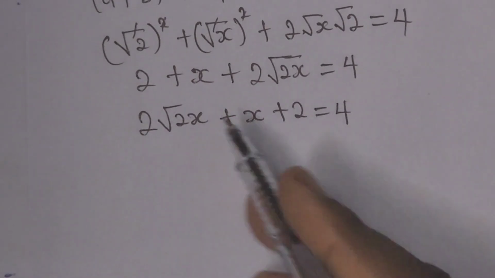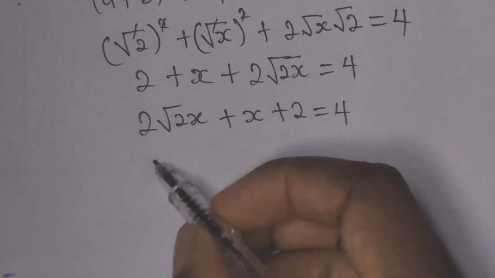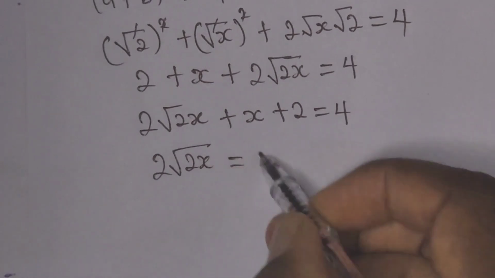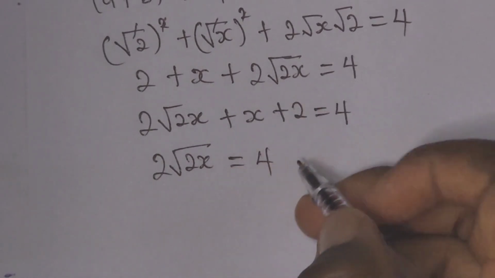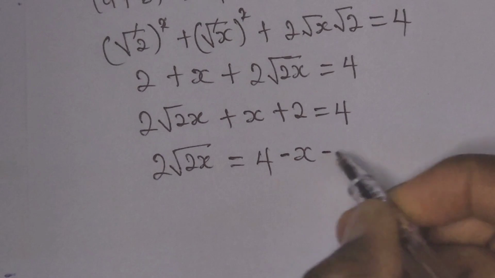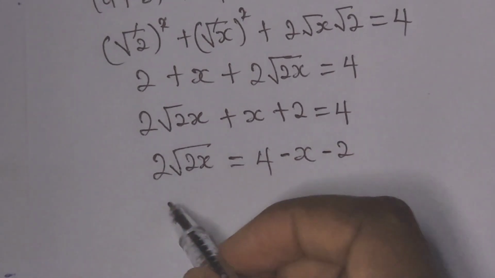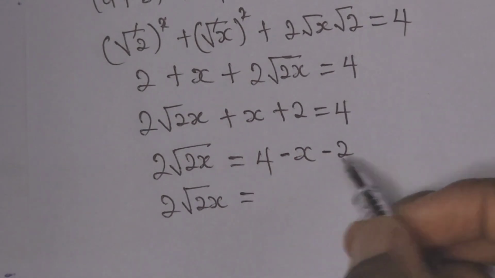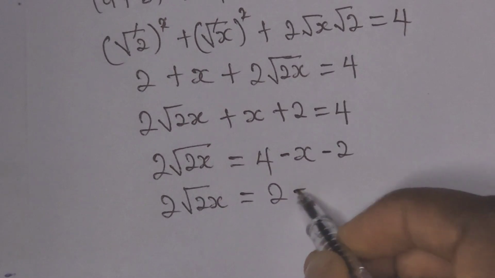So let's rearrange this. We have 2 root 2x all equal to 4. This x crossing over becomes minus x, and we have minus 2. So this will give us 2 root 2x all equal to 4 minus 2, which is 2, so we have 2 minus x.